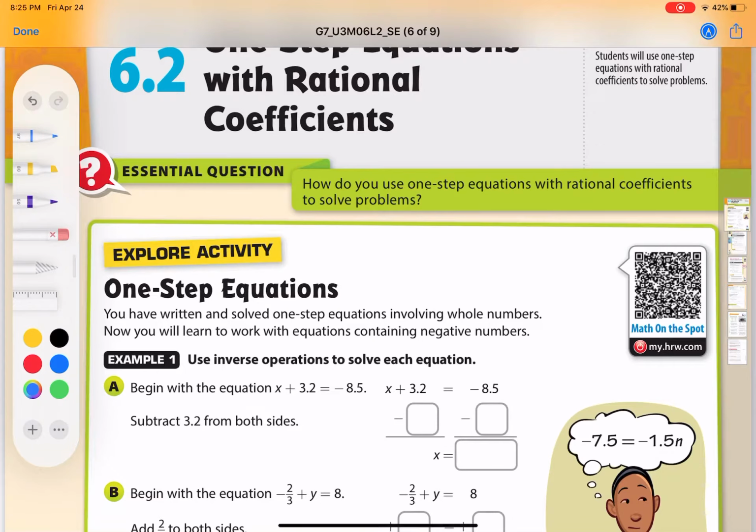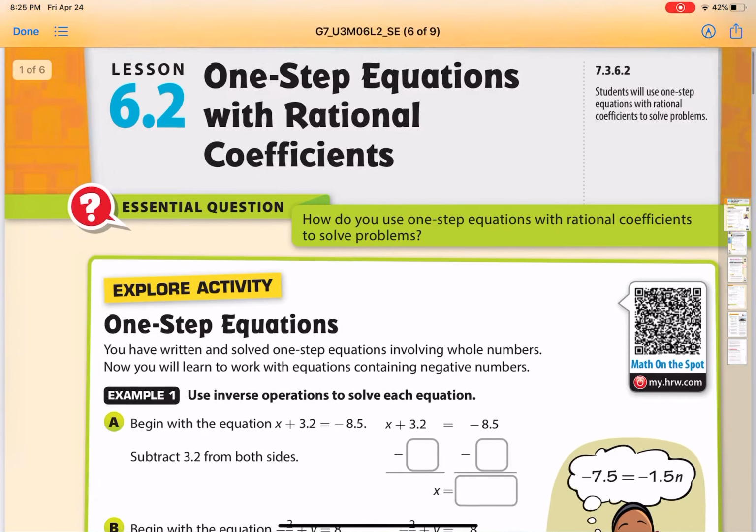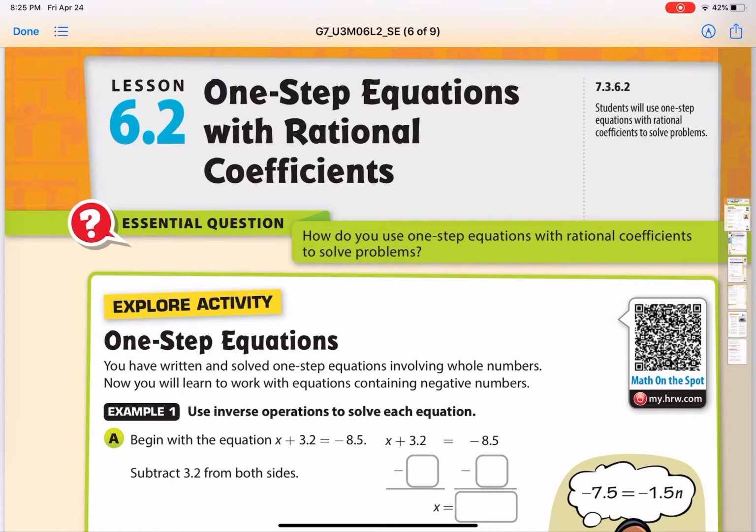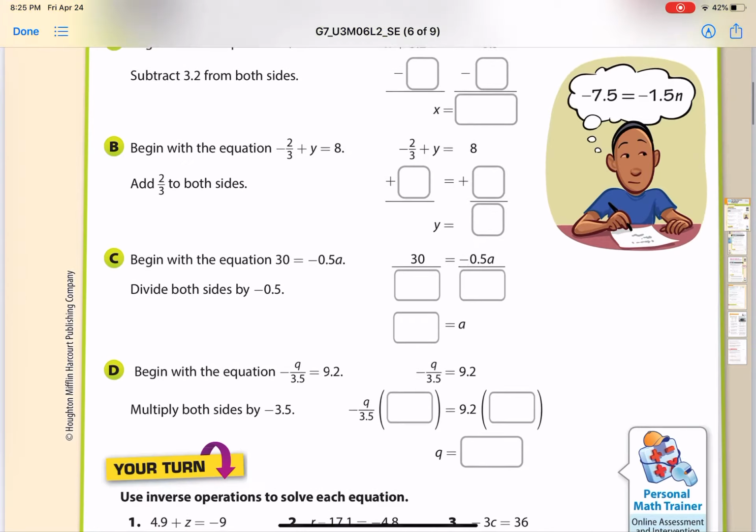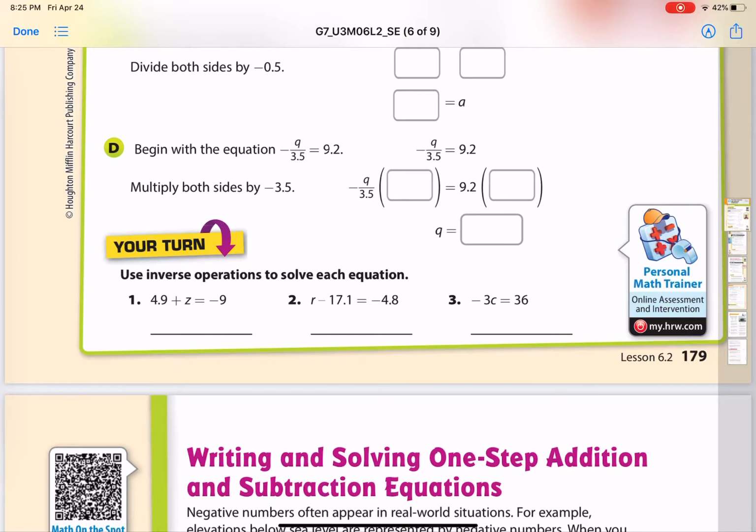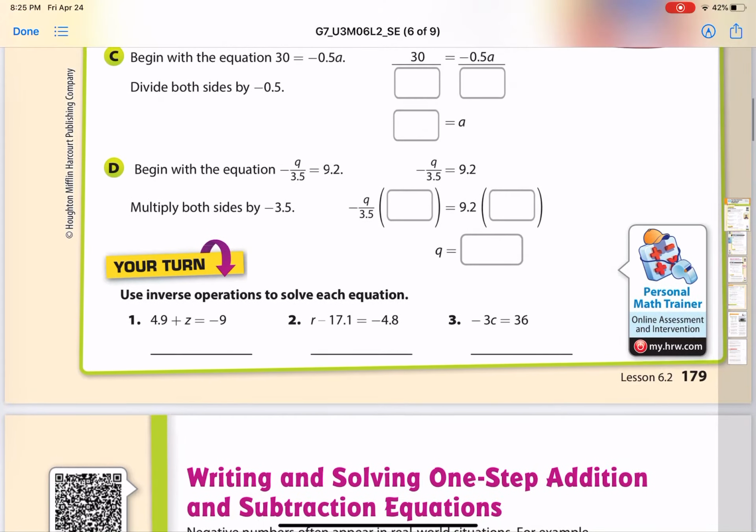This is for 7th grade, lesson 6.2, one-step equations with rational coefficients. I'm going to do the explore activity with you, along with 1, 2, and 3 at the bottom of this page, page 179.